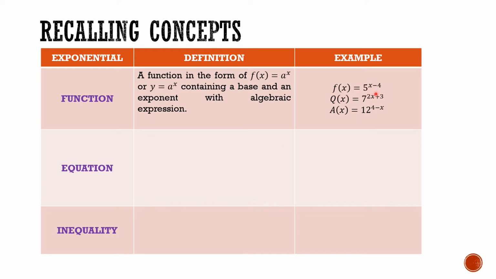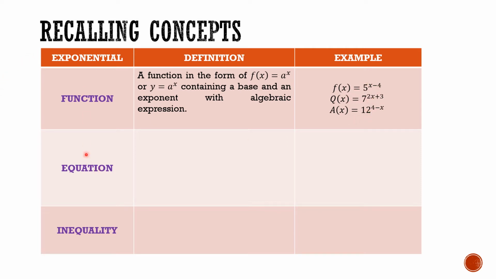Here in the first example, we have 5 raised to x minus 4. X minus 4 is an algebraic expression. Why? Because it contains a variable, which is x, and a constant, which is 4, and that is being combined by an operation. The operation here is subtraction. And same with the other examples given.